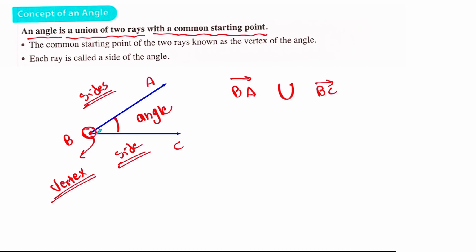They share the starting point, which is B, the vertex. The common starting point of the two rays is known as the vertex of the angle. And it tells you each ray from the point is called a side of the angle. Each of these rays is called a side of the angle.